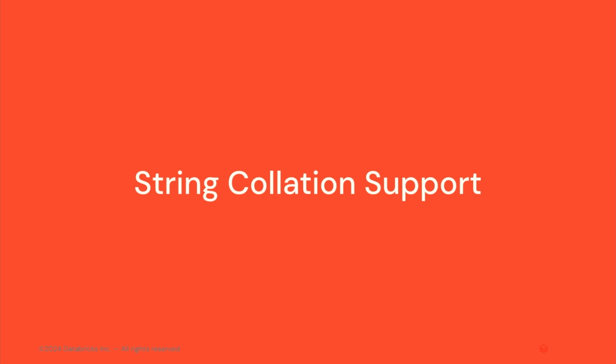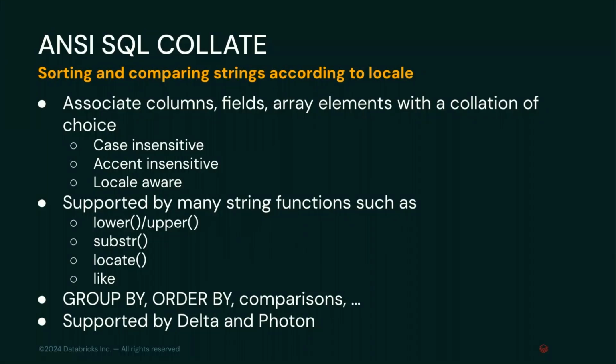Okay, next one is string collation. This may not be a very common feature, but if you want to deal with details of human language in different countries, this feature will be very useful. For example, case sensitivity and accent locality. These can all be controlled by this new string collation feature, and it's supported in all the functions in Spark now: string functions like lower, upper, substring, locate, and also group by, order by, and join keys. Also in Databricks, we support this with Delta Lake and Photon.